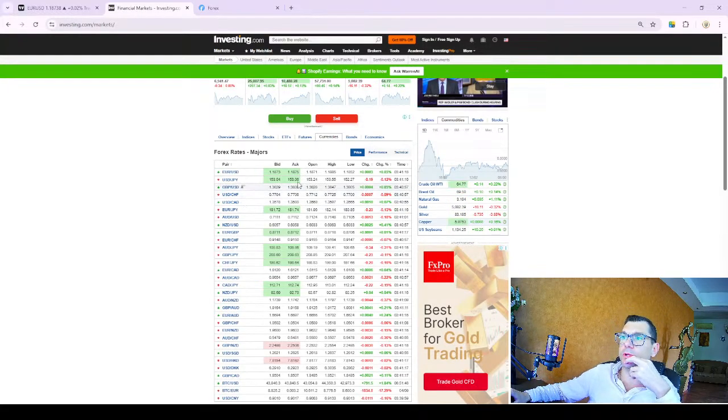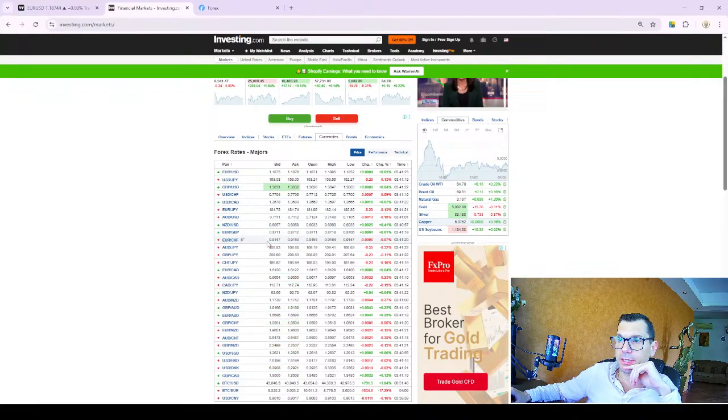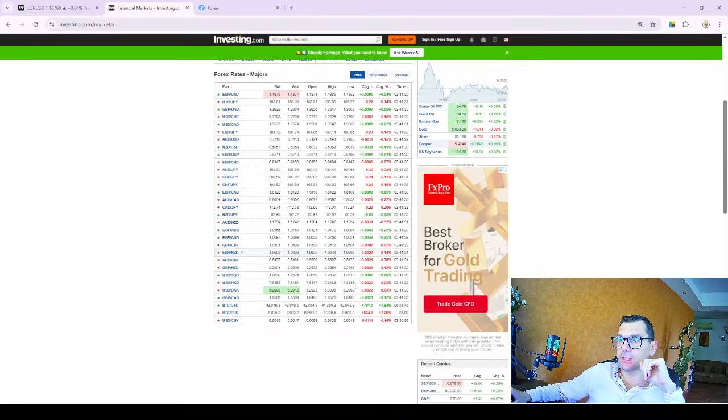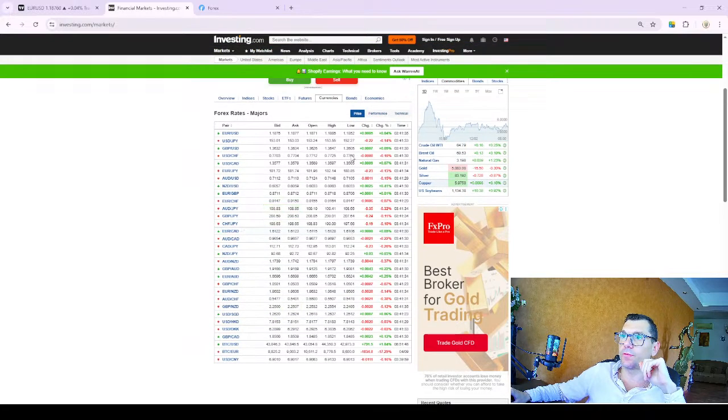Okay, so euro US dollar slightly up. You see currencies that have gone up, and you see currencies that have gone down. You can see GBP, JPY. What is the price now? 208.59, 208.63. And obviously this is how currencies are moving today.